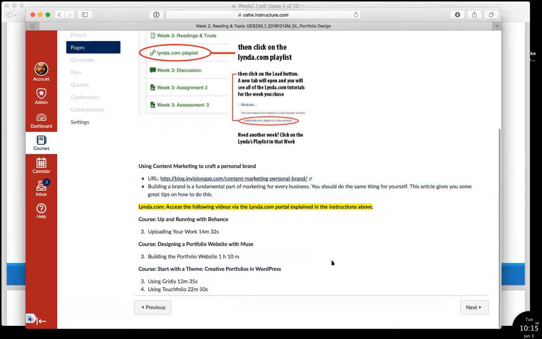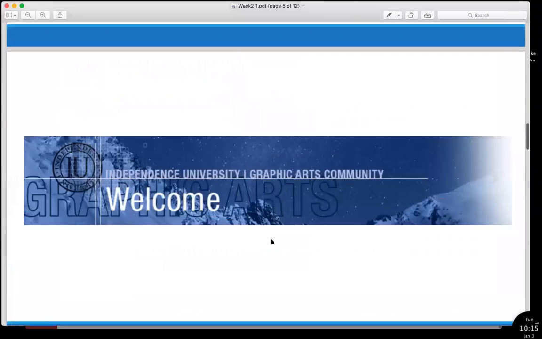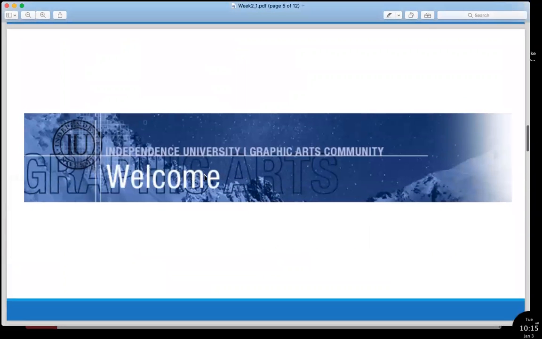And then we've got a course called Start with a Theme: Creative Portfolios and WordPress. WordPress is another tool that you can use for creating portfolios, and then a couple of videos in there go over using some of the plugins that are available in WordPress for customizing a portfolio if you'd like. So make sure to watch those and read that article for this week. And also, again, make sure to take advantage.